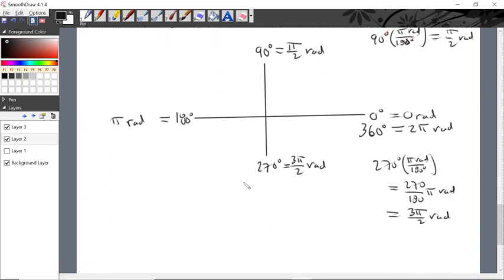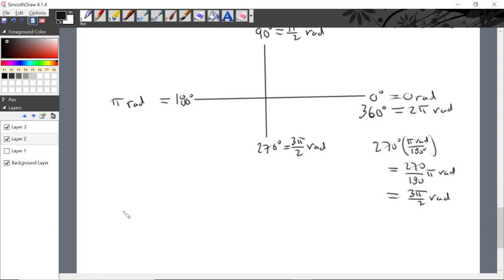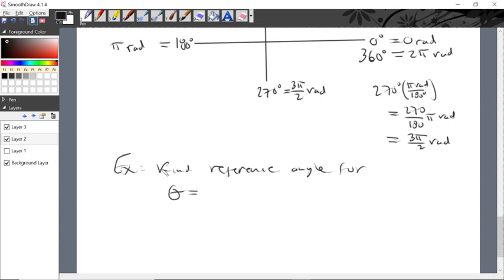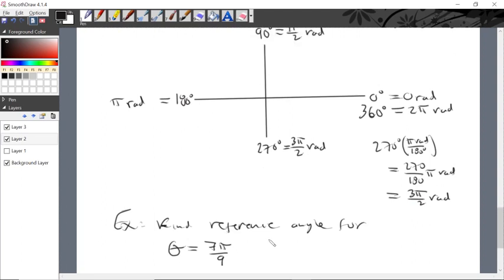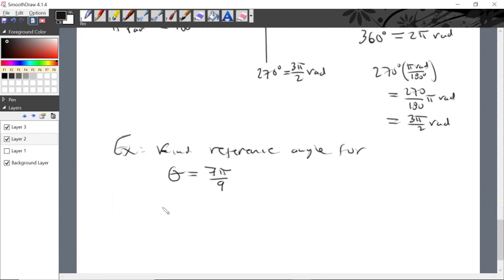Okay, so let's say that we want to find a reference angle. Okay, let's find the reference angle for, let's say, theta equal to 7 pi over 9, for example. Okay, so 7 pi over 9, first of all, is between 0 and 2 pi.